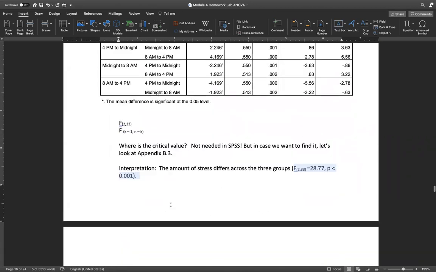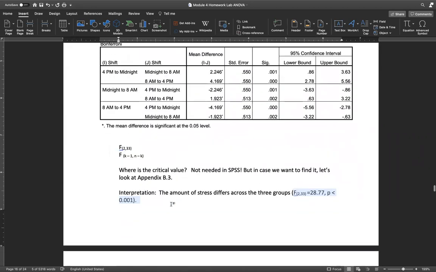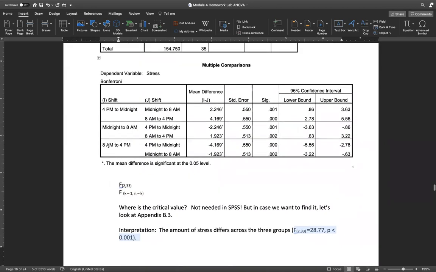group of the day shift group here, you can see the amount of stress they have versus the amount of stress this group has. This is the highest number, but because it's a negative, it means this group has more stress than this group, right? Because this group would have to have a much lower stress. If you're subtracting lower stress from a higher stress, you're going to get a negative. So this is the least stressed group.